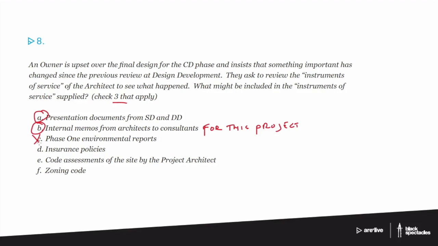Now, maybe you've done some research about some particular issue that came up from that. That would then be part of your instruments of service that you did as part of this project. But if you're talking about just the phase 1 report, that's something they have already. So you can't give that one back to them. You don't want to take responsibility for it. You don't want to have anything to do with it if you don't need to.